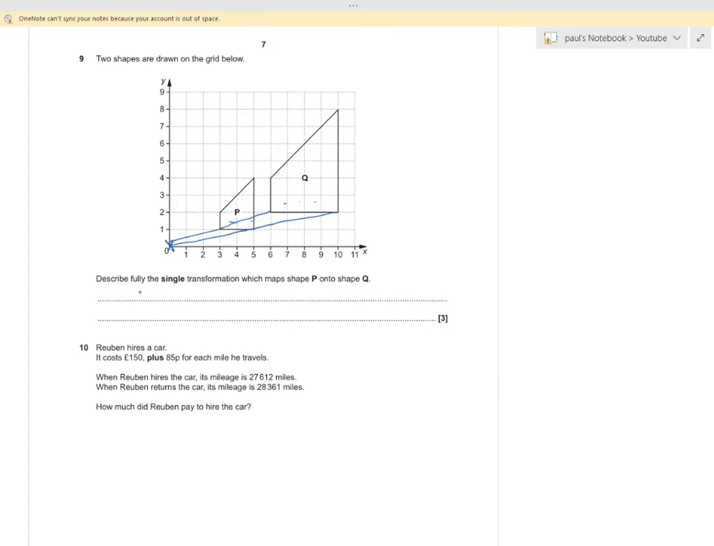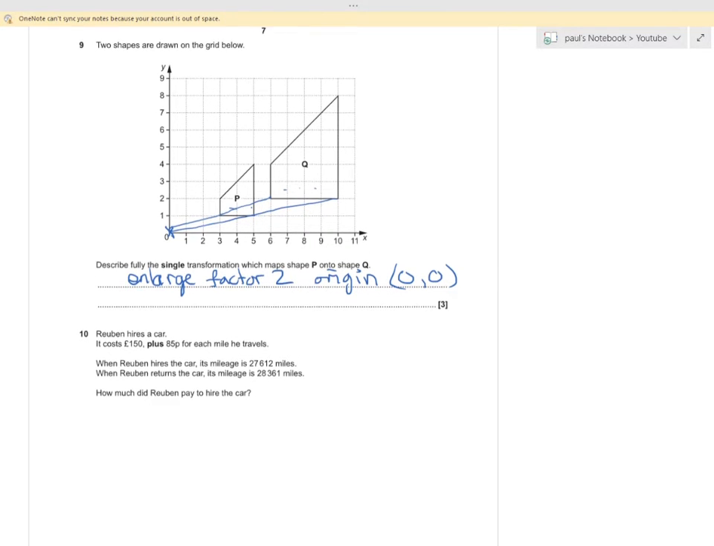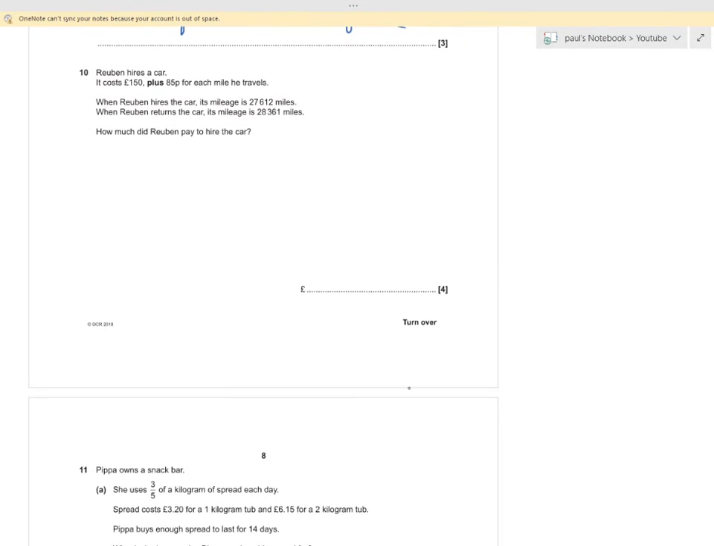So it's enlargement of a factor of 2, origin 0, 0. Might be different wordings depending on where you've learned this stuff from.